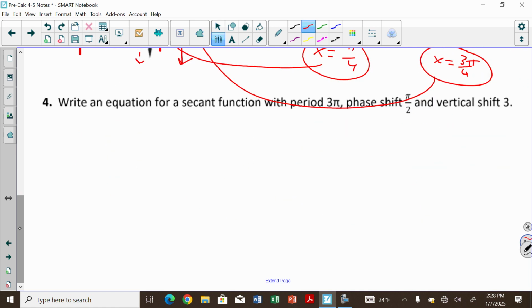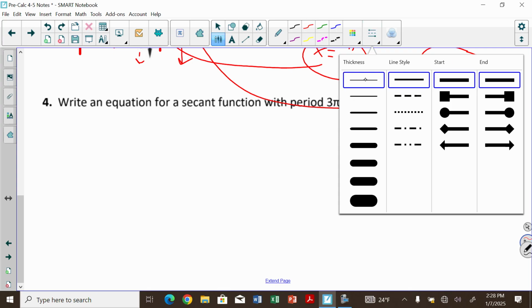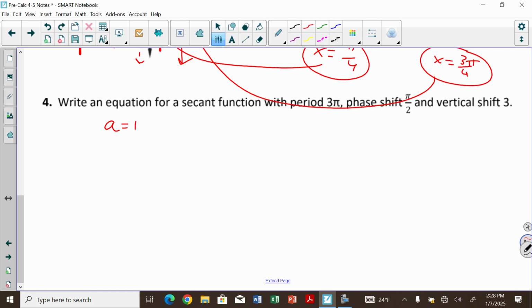Finally, the last thing. We are going to write an equation with a secant function with a period of 3 pi, the phase shift of pi over 2, and the vertical shift. So they don't give us any information here. All they give us is the amplitude, so I know my A is equal to 1. They didn't give it to us, so I'm just going to give that to you there. And they give us a vertical shift of 3, so D is equal to 3. I know that. Now I have to find my B and my C.